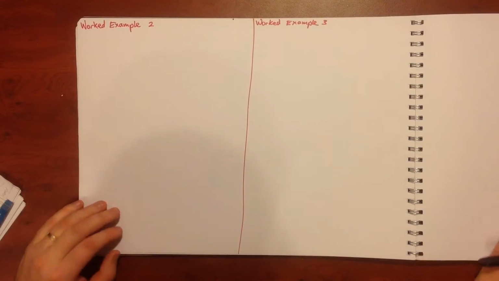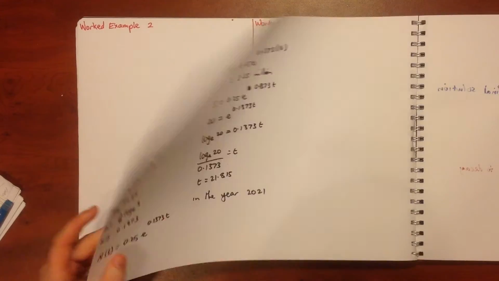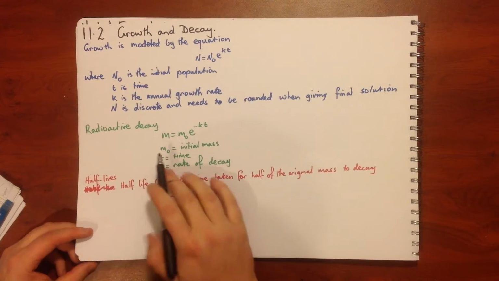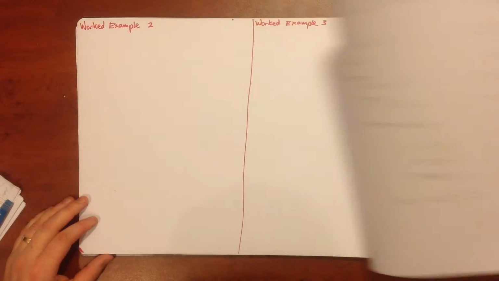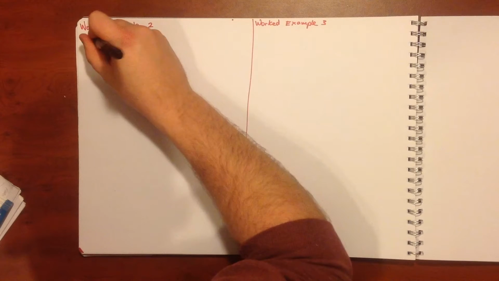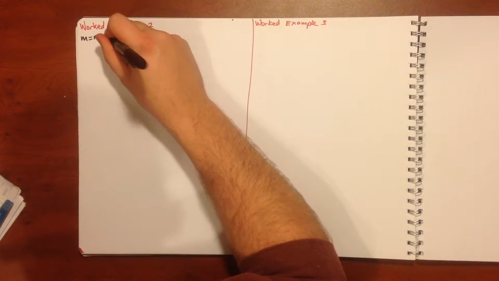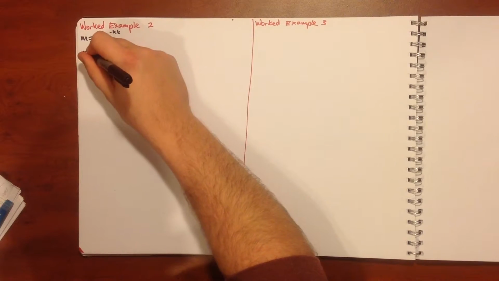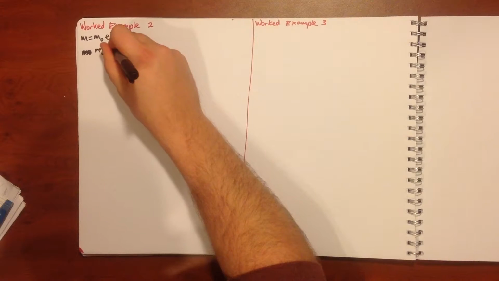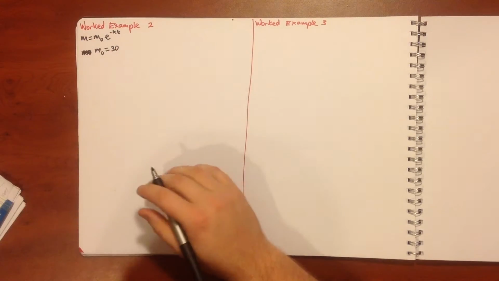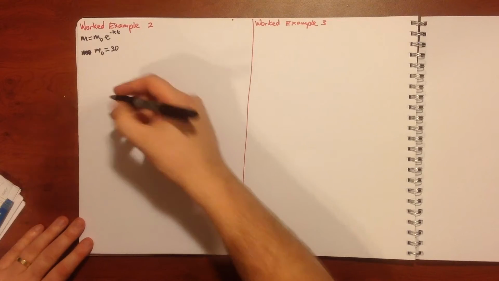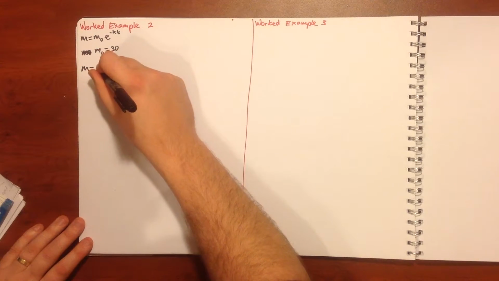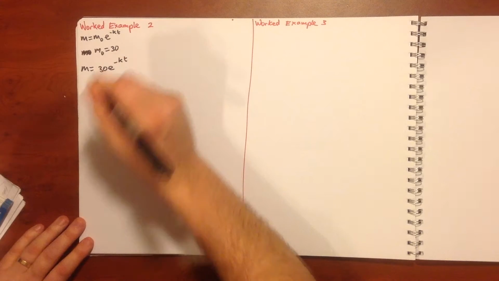Well, what we said before, if we look back here, is that for radioactive decay, m equals m naught e to the negative kt. We know we had an initial amount of 30 milligrams, so that's our m naught. M naught equals 30. So m equals 30 e to the negative kt.